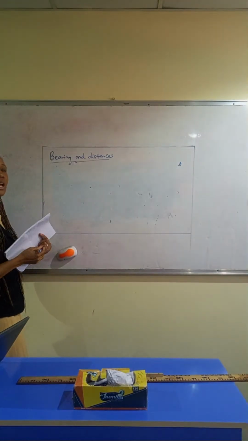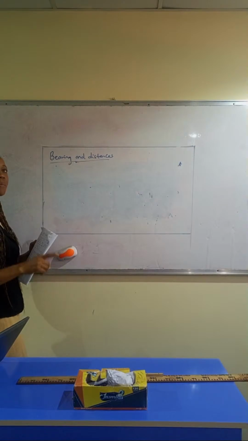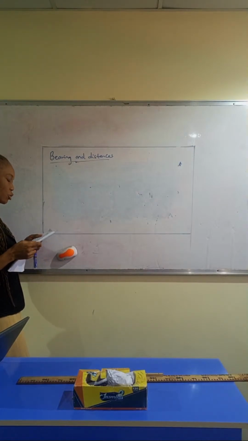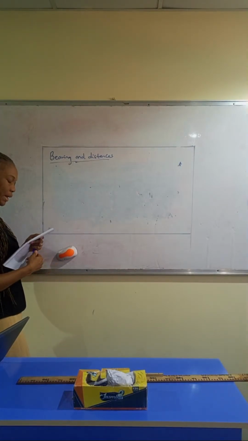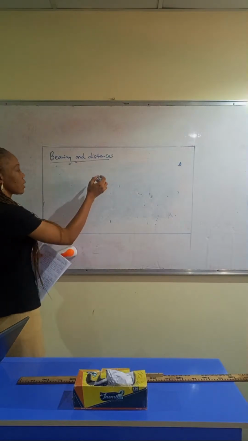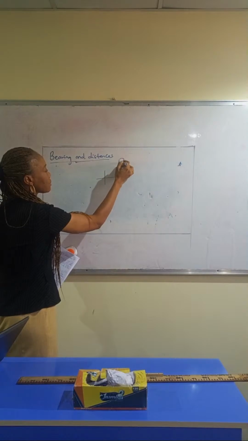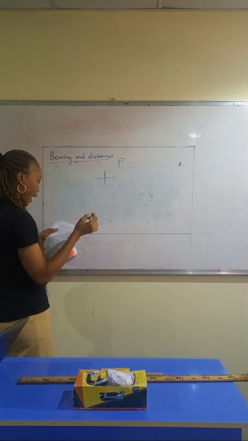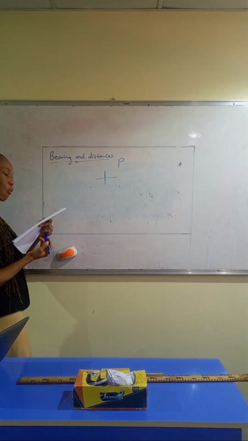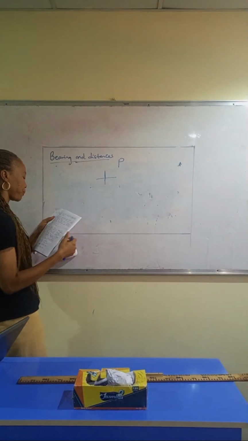You have to read it. And once you miss the diagram, it's going to affect every other thing. Two ships, A and B, leave a port P. You draw, let's say, let this be P. So we have two ships, A and B, that will leave this point P.